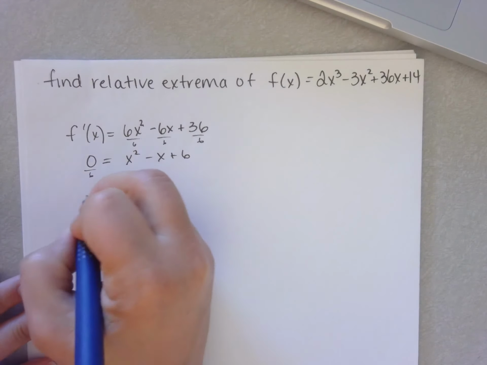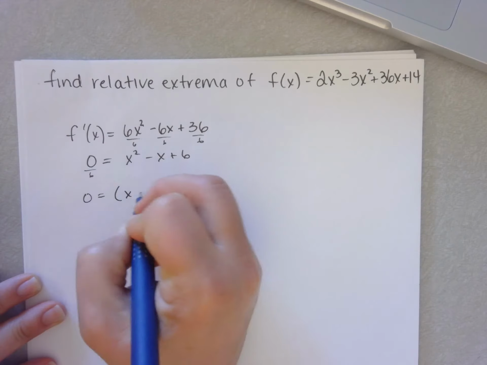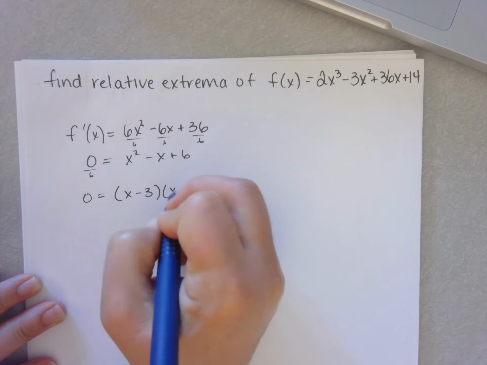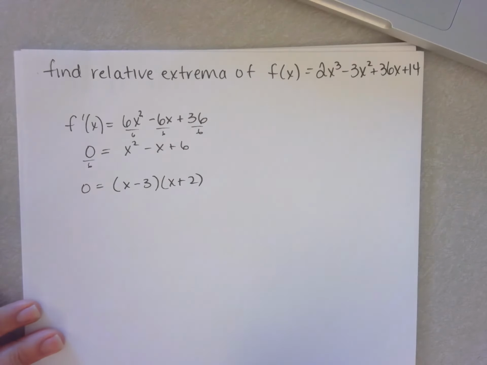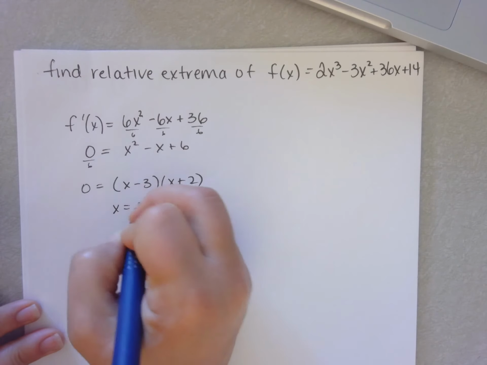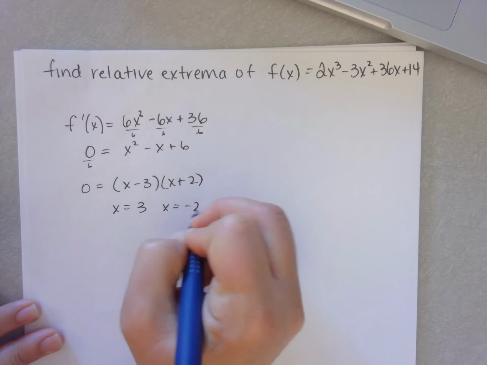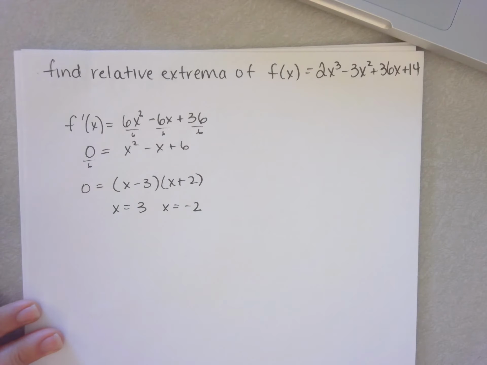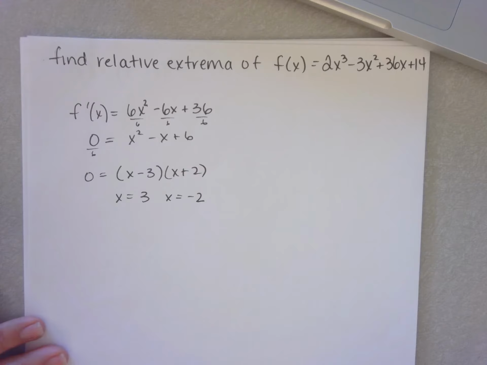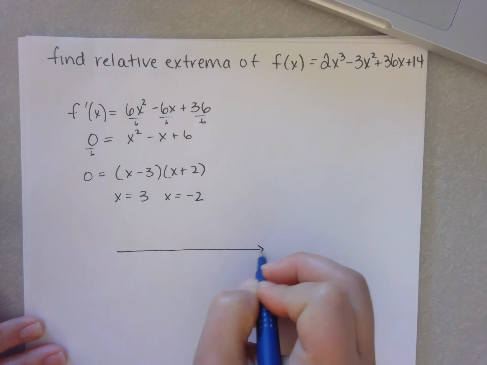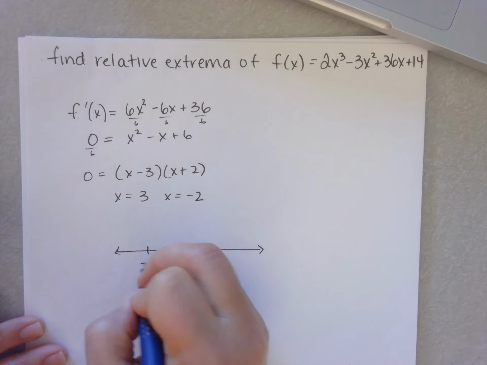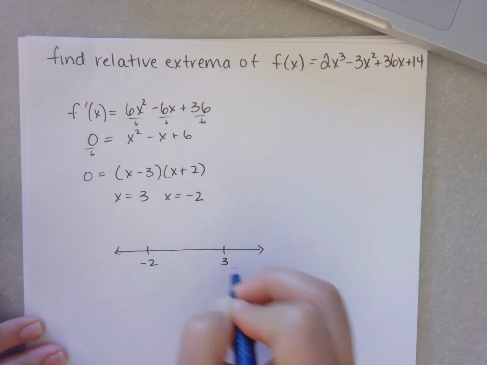All right, so my zeros are at, I can factor this. These techniques never go out of style. I get x equals 3 and x equals negative 2. So these are the critical numbers of my first derivative. So now I want to find my intervals of increasing and decreasing. So I'm going to put my values on my number line. I get negative 2 here and positive 3 up here.